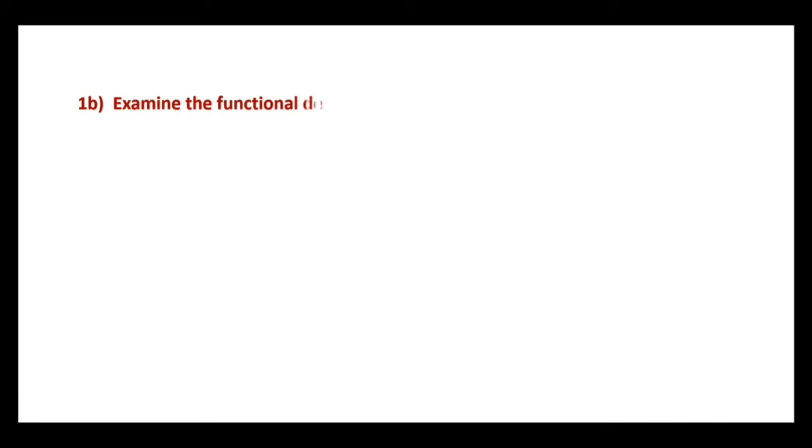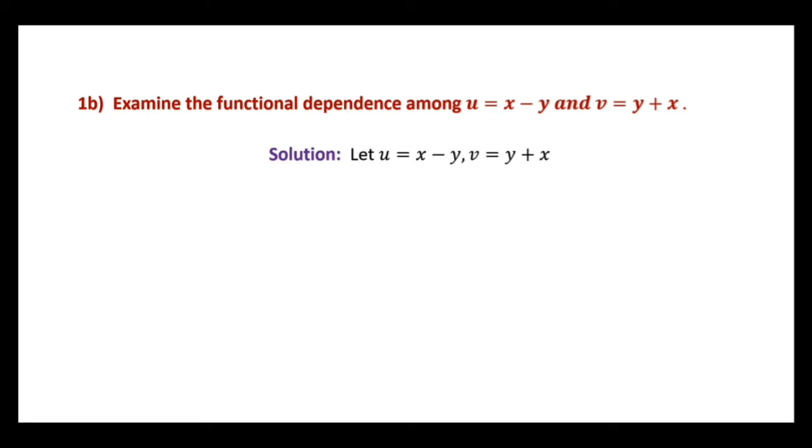Now you can see it is the second question with the 3 marks weight. Examine the functional dependence among two functionals u and v where x and y are independent variables. u and v are functionals. You need to find the first order partial derivatives of u with respect to x and y, and partial derivatives of v with respect to x and y.